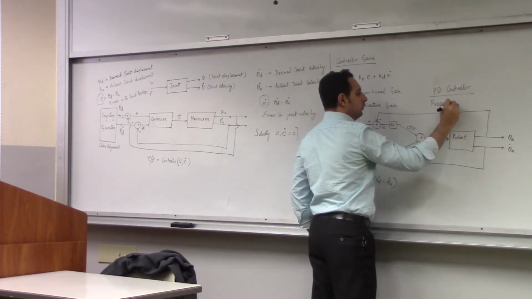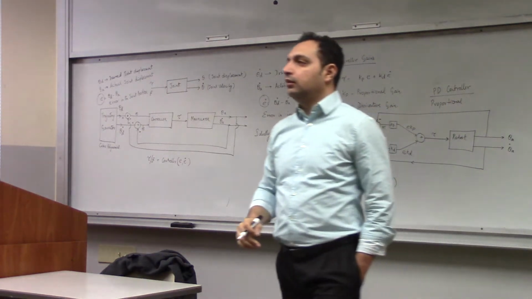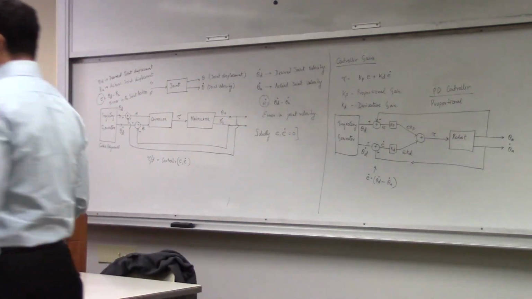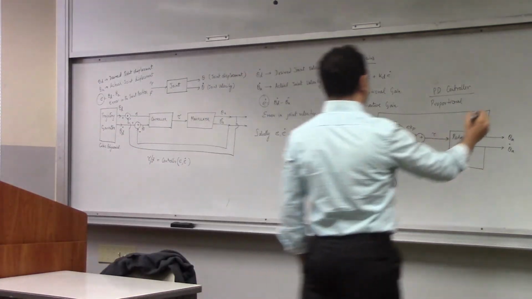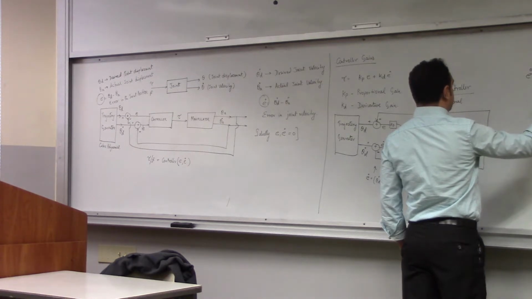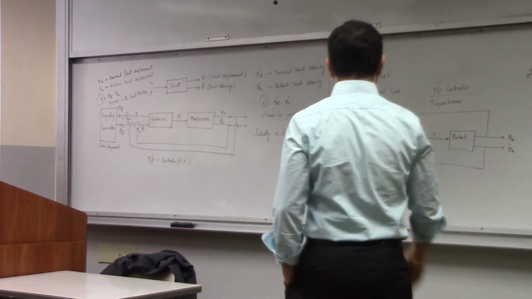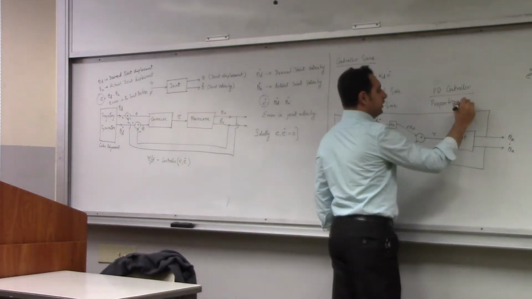Professor, what is Kd? Kd is derivative gain. Derivative, because you're differentiating, right? E dot is nothing but the change of error in unit time. So it's a derivative gain. Proportional derivative control.